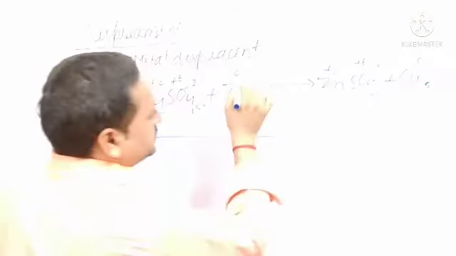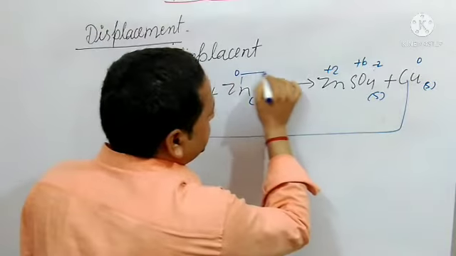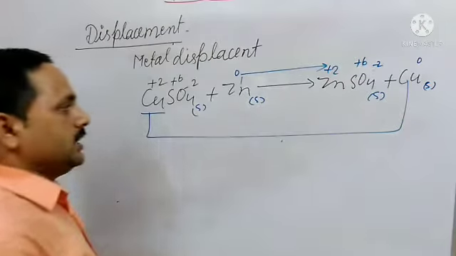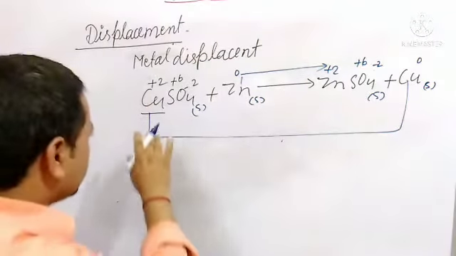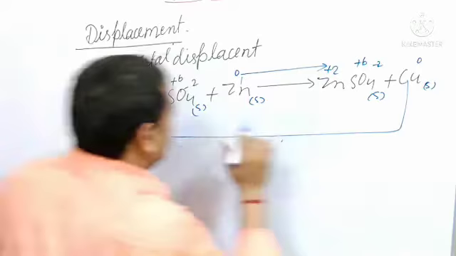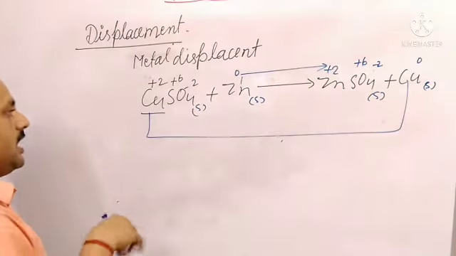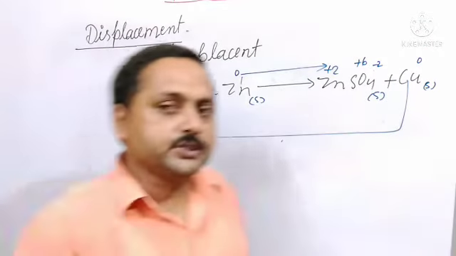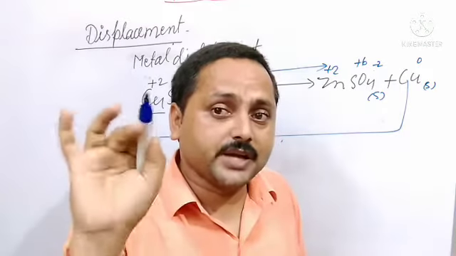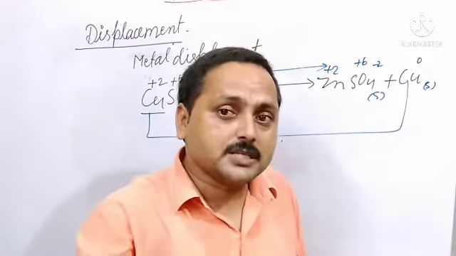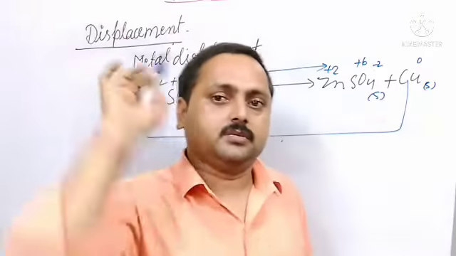Here zinc's oxidation state is 0 and it is changing to +2. So that is oxidation, and this one is reduction. If in a metal displacement reaction both oxidation and reduction take place, that is known as a metal displacement redox reaction.